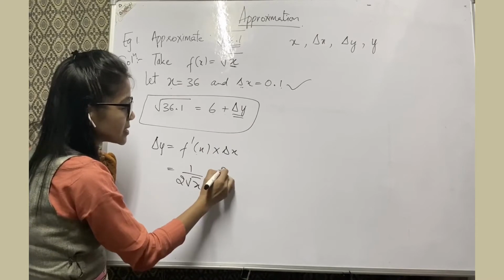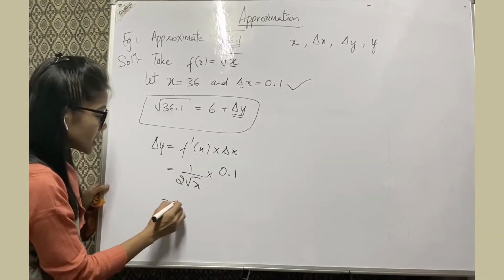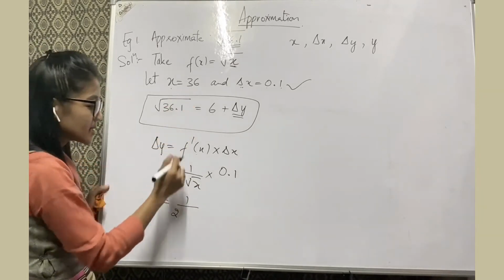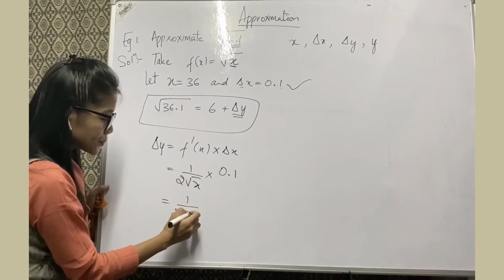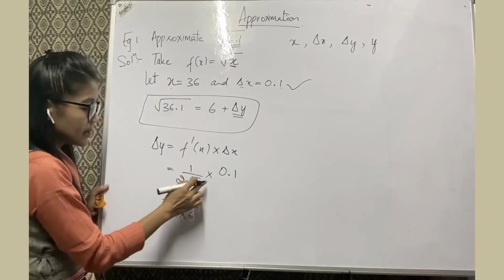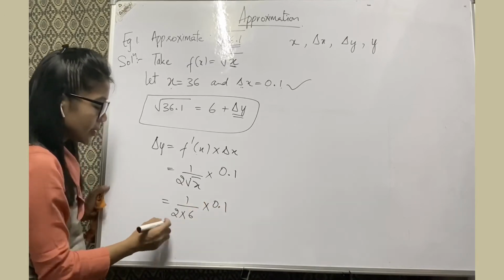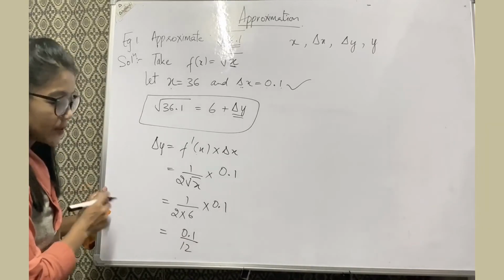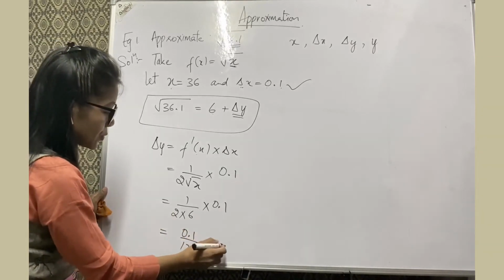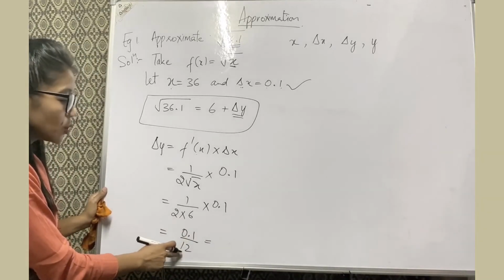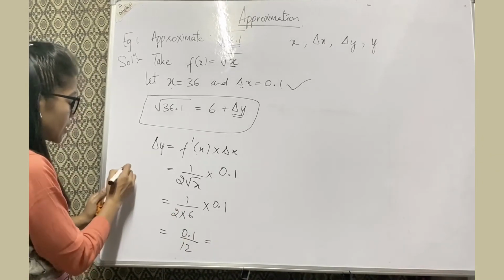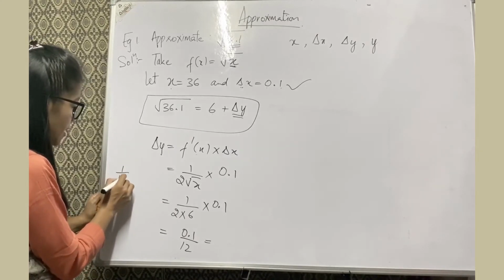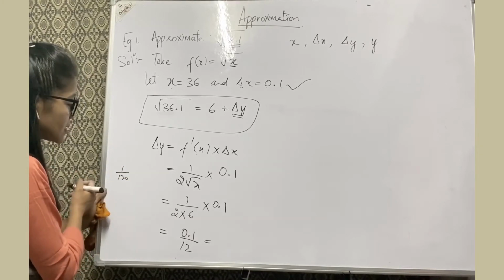What is your delta x? That is 0.1, okay? So this is equal to 1 upon 2 square root of x, and x is 36, so that is 2 into 6, okay, into 0.1. So that is 0.1 divided by 12. Now you have to evaluate this value, okay? So 0.1 divided by 12. See how you can solve this. You can write this as 1 divided by 120, okay? So now you solve this and see what you get.